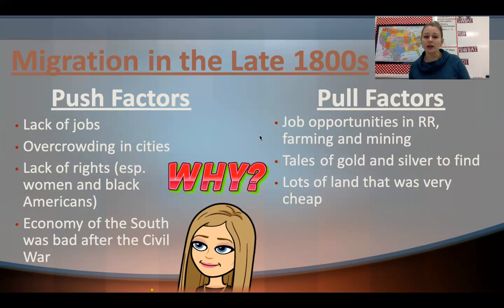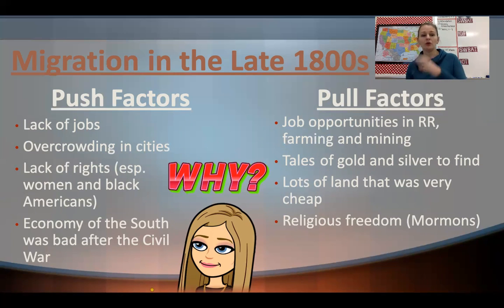There was lots of land that was either completely free or very, very cheap. And then you were also going to have some people that knew that they could get religious freedom in this area. So the Mormons specifically were feeling attacked where they were, that they couldn't practice their religion as they wanted. And so they moved out west and then set up camp basically over in Utah. And to this day, there's a lot of Mormons that live in Utah because of that initial migration that took place.